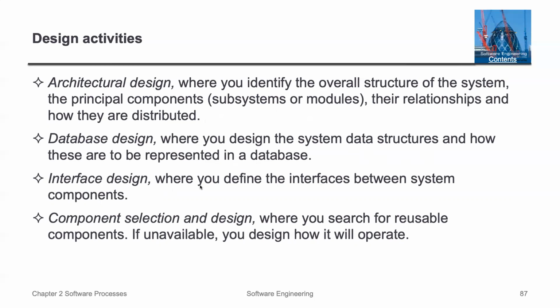We then do the interface design, defining how the components are related to one another and what information they're going to exchange with one another. And finally, component selection and design is where you search for reusable components. And if they're unavailable, you have to design for how it would operate.